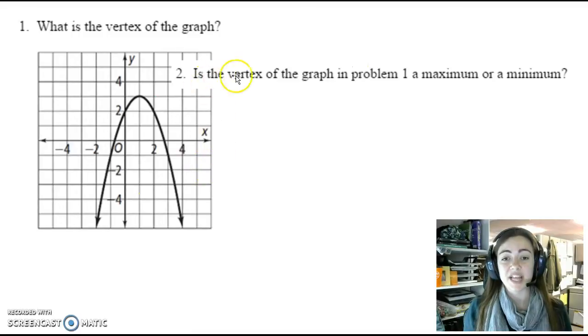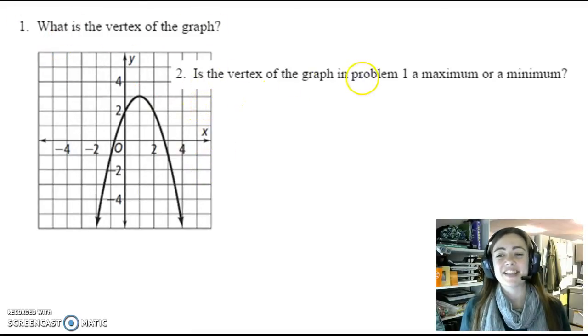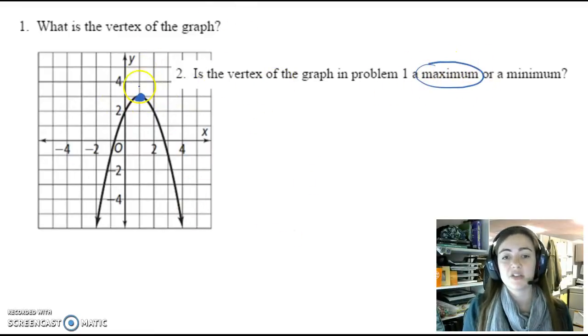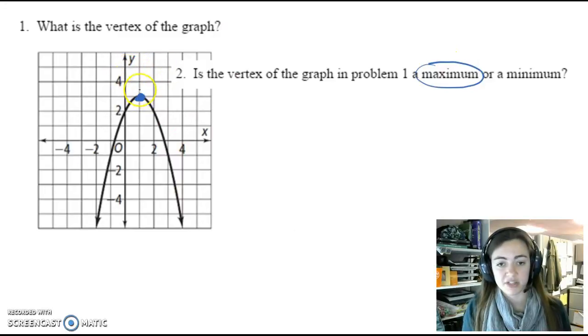Number 2 was related to it. So it says, first, what's the vertex, which we got, and then it asks, is it a maximum or a minimum? So in this case, since it's right there, it is actually a maximum. On the y-axis, there's no y values that go higher than 3.